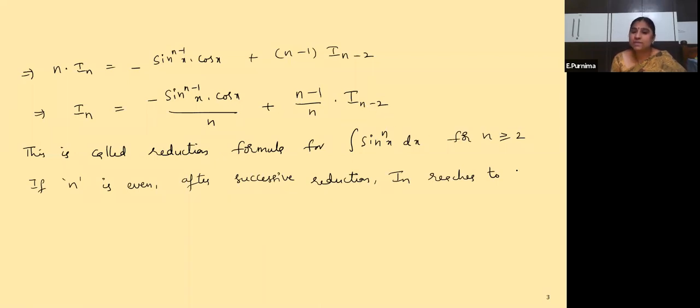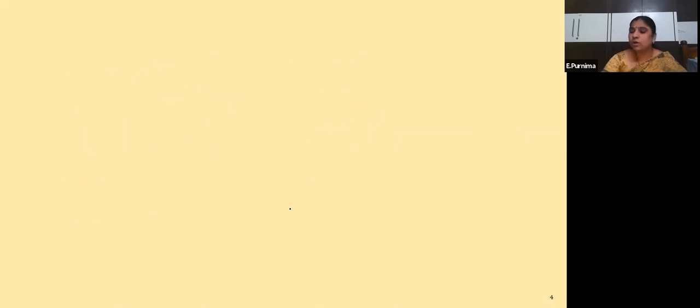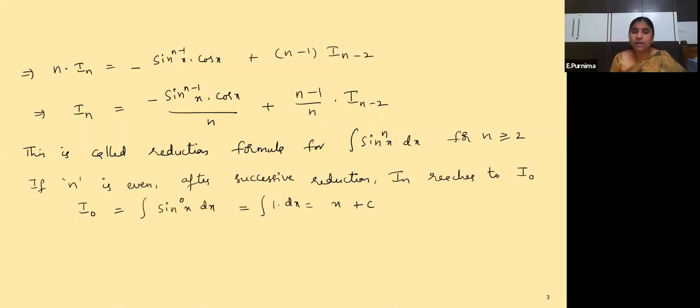That means what? If n is an even number, on successive reduction, In reaches to where? Reaches to I0. So then what will be that I0 value? I0 is equal to integral of sin^0 x. N value is 0, we are telling. So that is nothing but something to the power of 0 is what? Always 1 only. So 1 into dx is equal to x plus c. Understood? So if n is an even number, the last step we reach to x plus c. Suppose if n is odd number, same thing, children, after successive reduction.